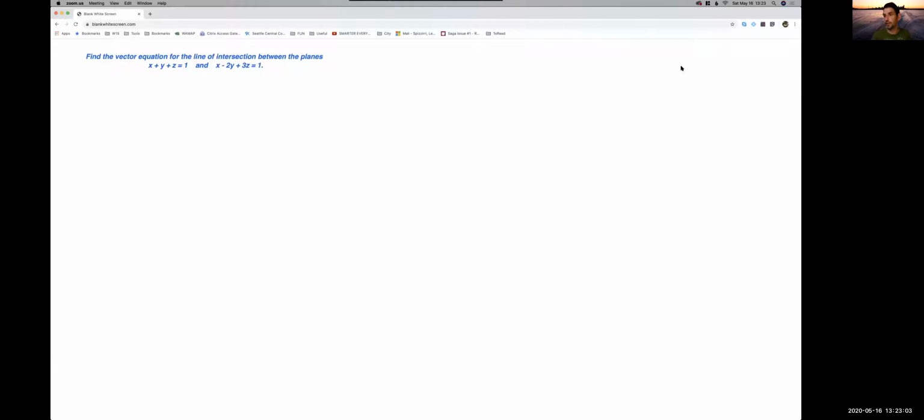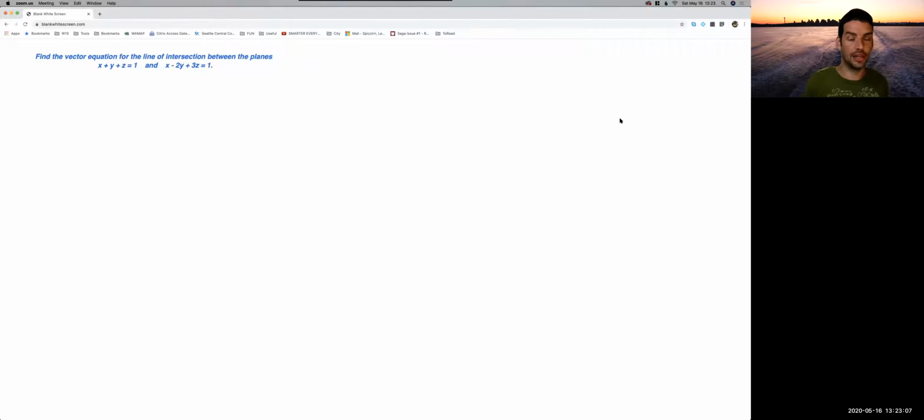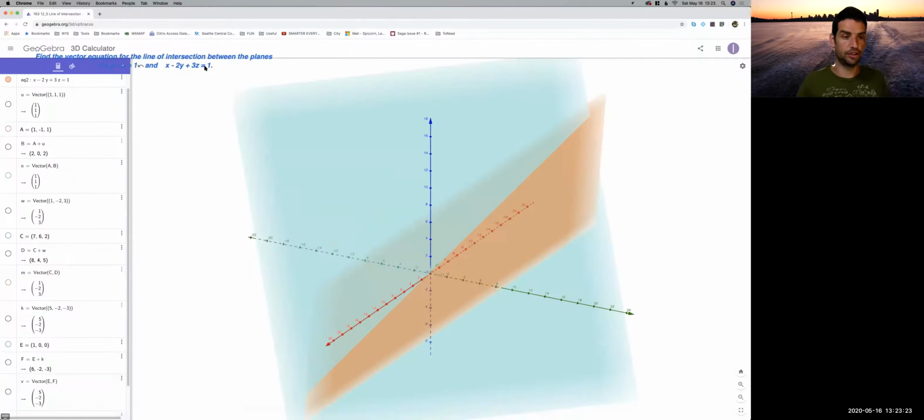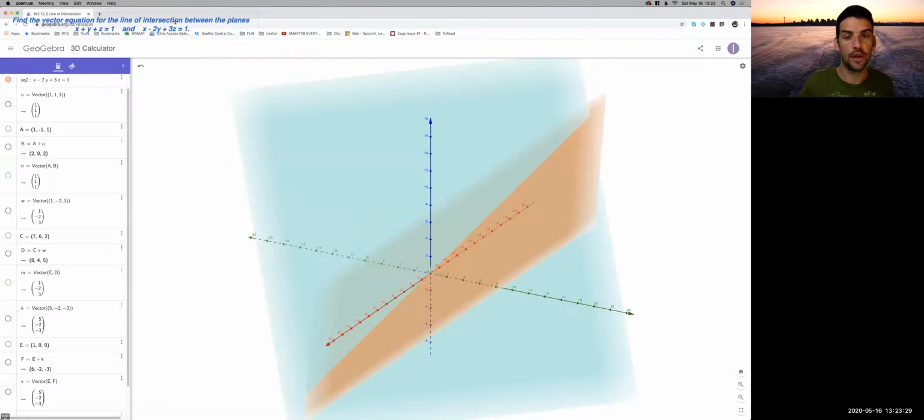Hey everybody, so we're going to do another example using lines and planes. This problem is we want to find the line of intersection between two planes. So that's what we're going to be working on. Let's just try to get a good picture of what's exactly happening here, because it might not be exactly clear if you're not as familiar with this stuff.